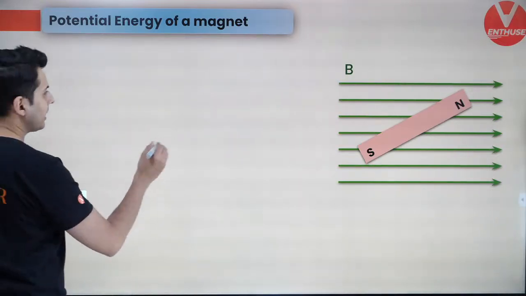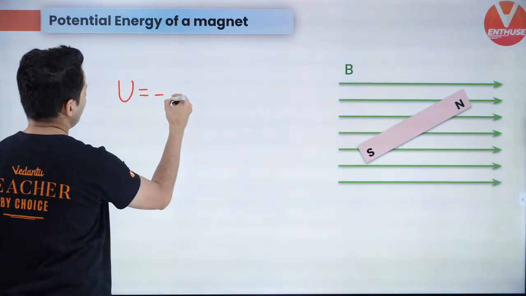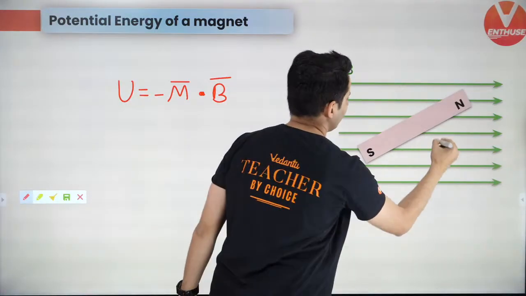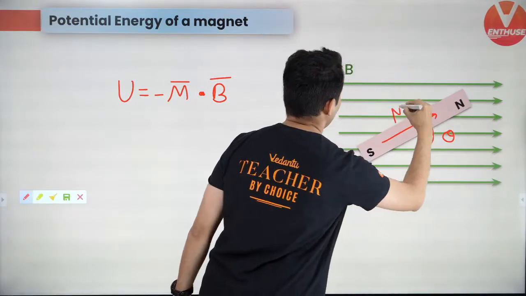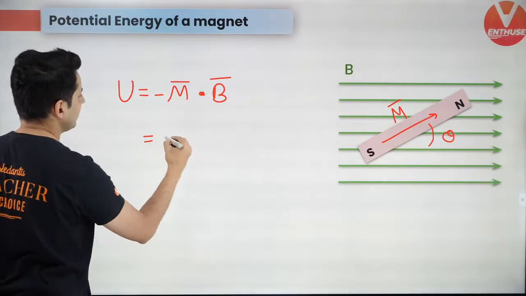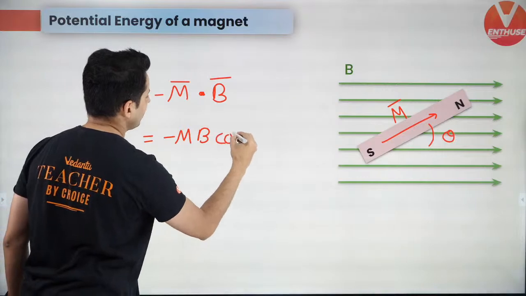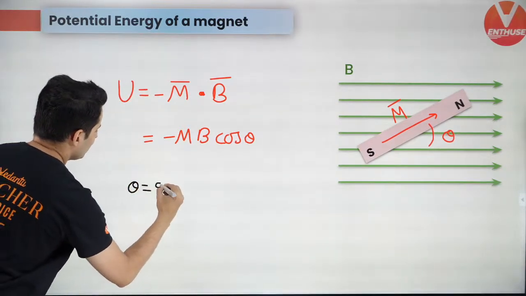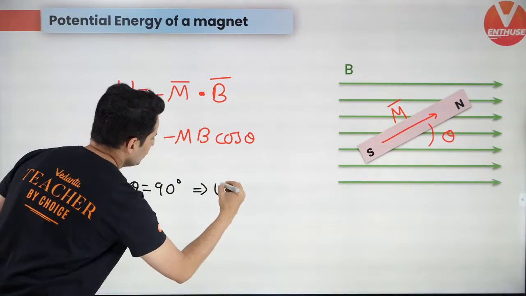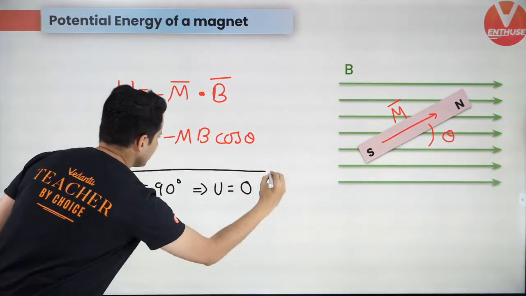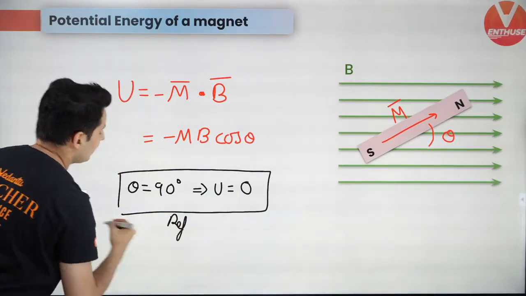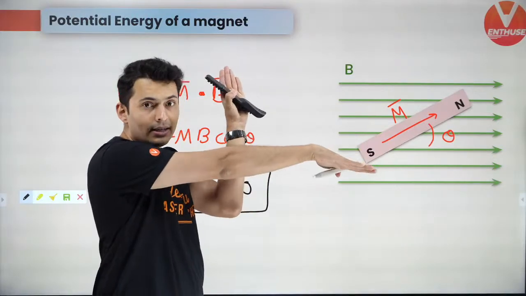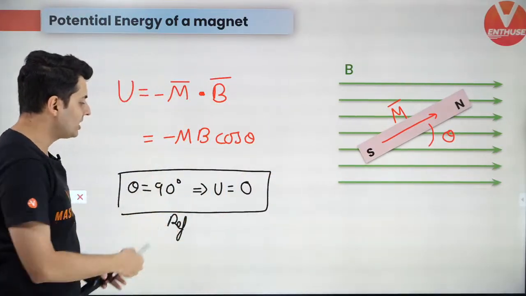Next, potential energy, guys. Same thing again. U will be equal to minus M vector dot B vector. And if this angle is theta, this will be nothing but minus MB cos theta. And we also take, when theta is 90 degrees, U will be equal to 0. So this is our reference. When this bar magnet is perpendicular to the field, that's when we take U, or potential energy, as 0.